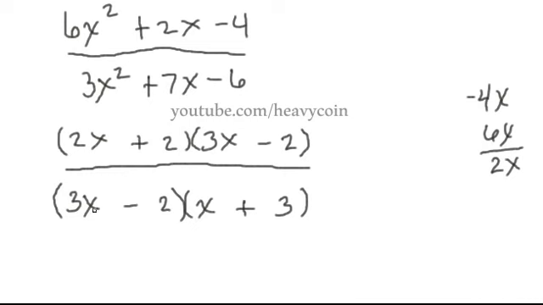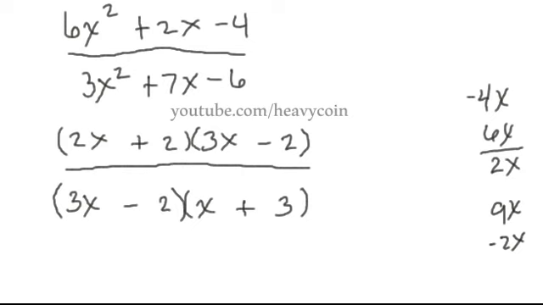Actually, let's check this real quick. So 3x times x is 3x squared. 3x times 3 is 9x. I'll just write that over here. And then negative 2x. Right? And 9 minus 2 is 7. Okay? And then negative 2 times 3 is negative 6, and that's what we have right here.